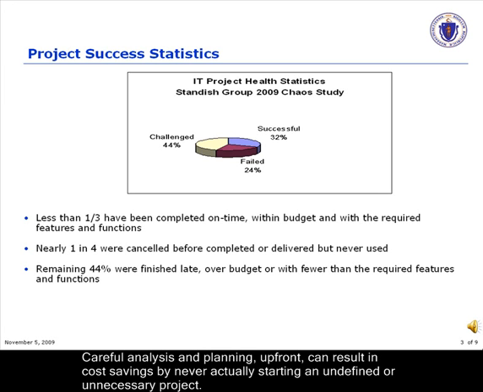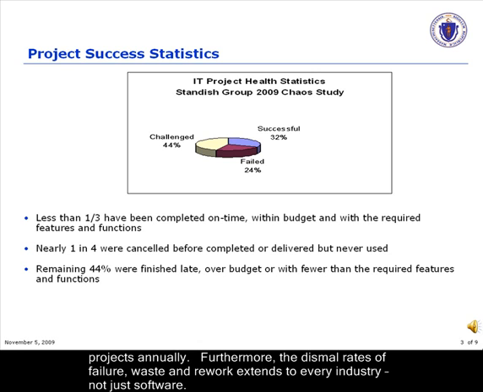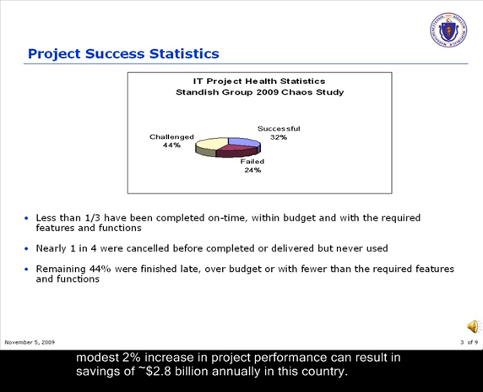Another study estimates that in the United States, we waste about $140 billion on canceled and over-budget projects annually. Furthermore, the dismal rates of failure, waste, and rework extend to every industry, not just software. There is strong data indicating that project management processes, when implemented properly, can increase project success rates. It is estimated that even a modest 2% increase in project performance can result in a savings of approximately $2.8 billion annually in this country.